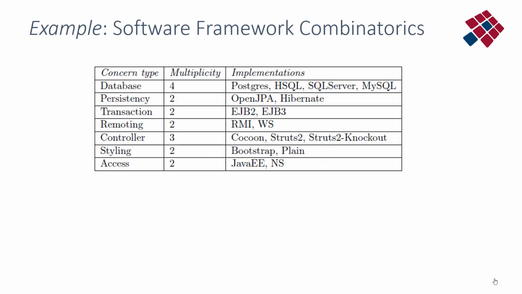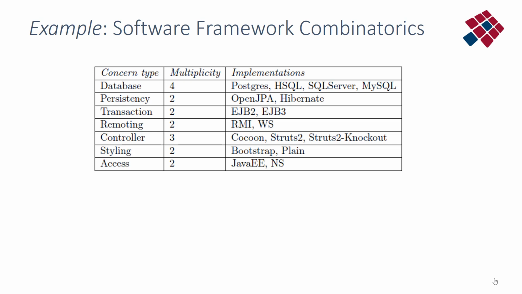Now, if we look at an example of software frameworks, if you have web applications, information systems, multi-tier, and the frameworks are a couple of years old, maybe they get a bit outdated, but it's just to give you an example. If you typically have a number of technologies like database, persistency frameworks, transactions, remote controlling, styling, access, in general, the multiplicity is not that high. You don't have for a single technology or for a single part a very high multiplicity. The multiplicity is typically 2 or 3, maybe 4.